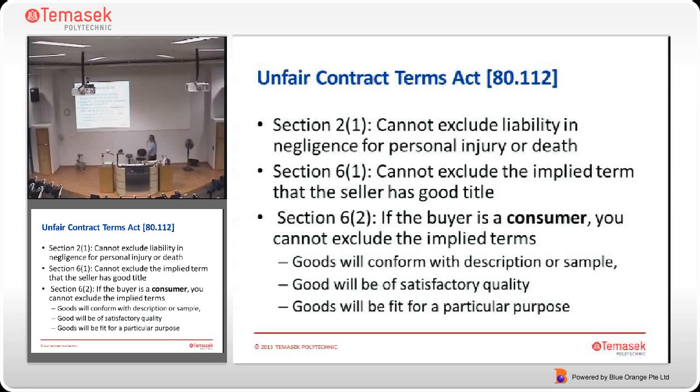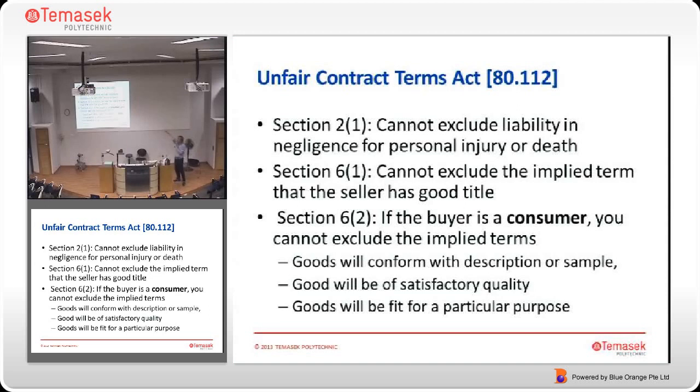Effectively, some examples. Section 2.1 is a very, very important one. You cannot exclude liability in negligence for personal injury or death. You'll always be liable, even if you have signed a contract. Say you sign a contract to travel on a cruise ship for 3 weeks, and the contract says, you die, I'm not liable; you're injured during the cruise, not liable. This clause makes that clause inapplicable. So if something does happen to you, you can still sue the cruise company, even though you signed a contract which says you can't. Understand?